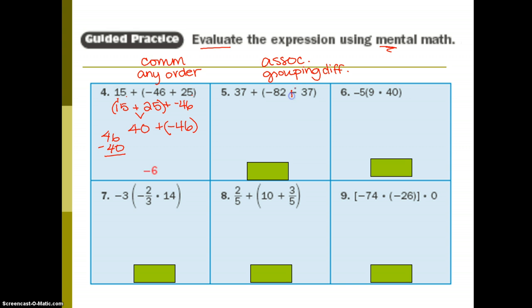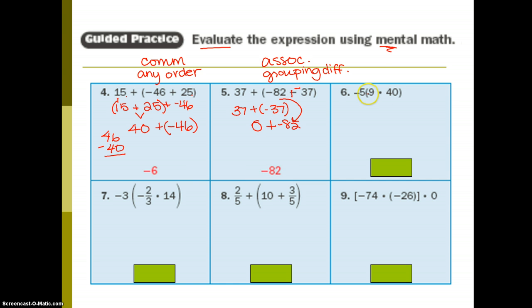Number 5, let's add the opposite. Ooh, you have a -37 and a 37. I'm going to put those next to each other because they're the same number, just opposites, which means that you should know that that's 0. Now bring down this -82, and you should have -82.